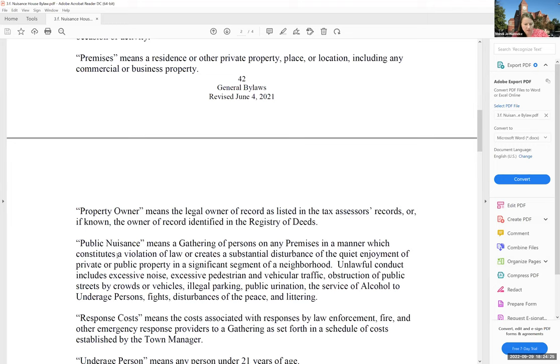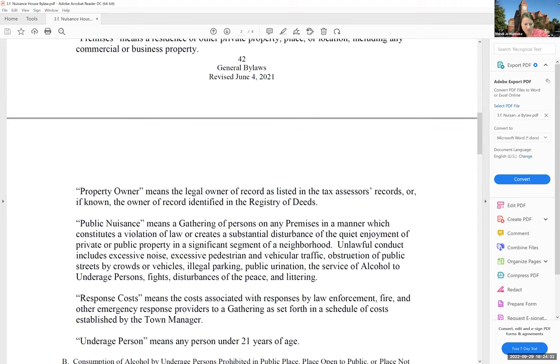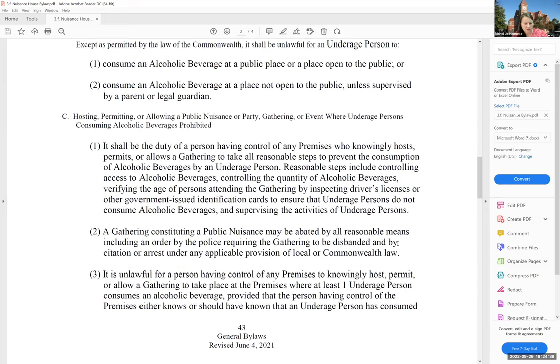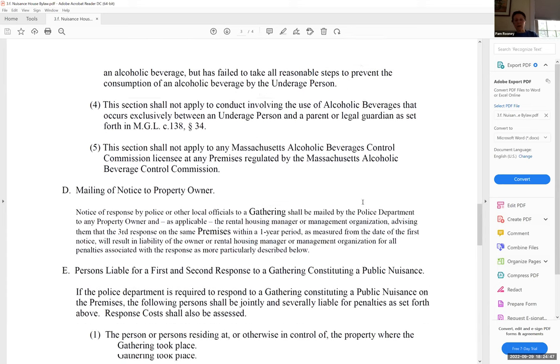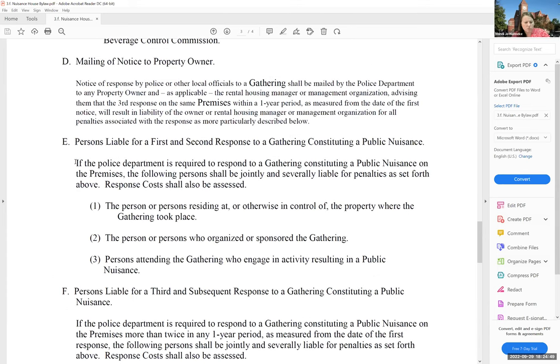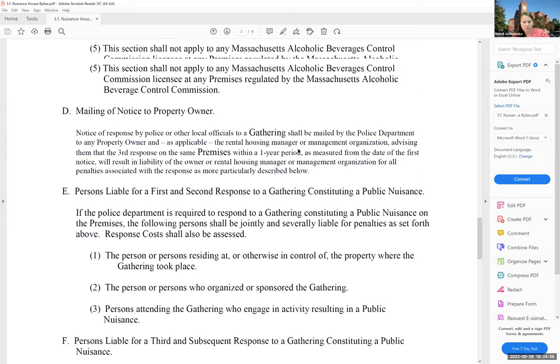A gathering that constitutes a violation of law or creates a substantial disturbance. Noise, traffic, street, right. Urination, fights, disturbances, littering. But it doesn't say if you have one transgression, you are a nuisance house, or if you have three transgressions, you are now a nuisance house. Yeah, so the person for first and second response, and it's always associated with a gathering. That's the other thing.